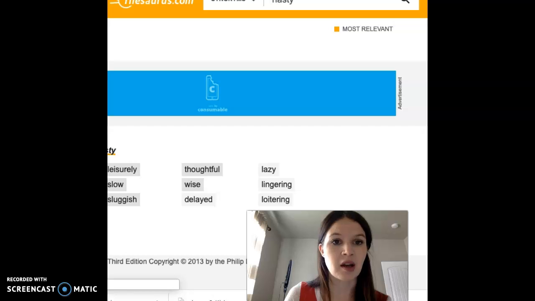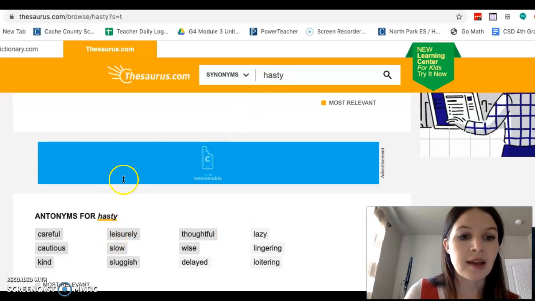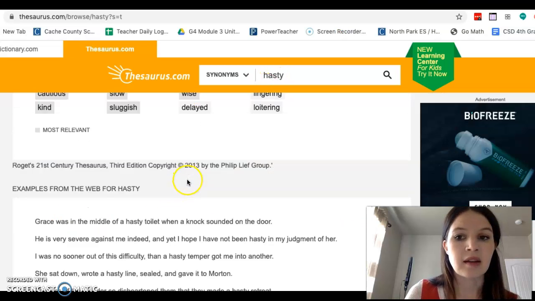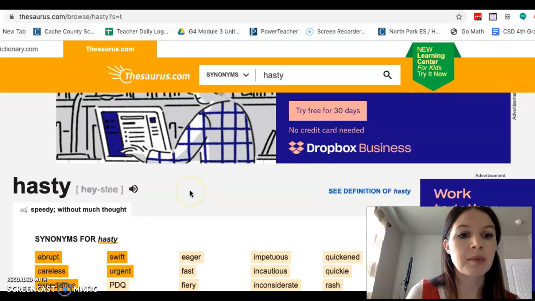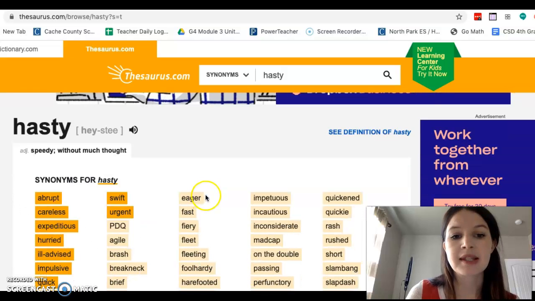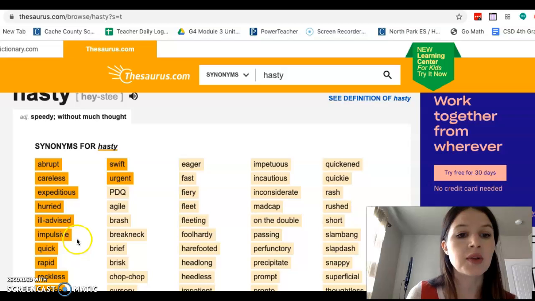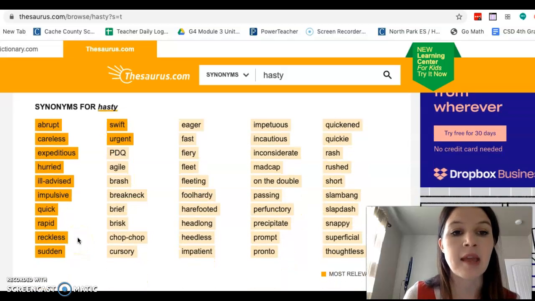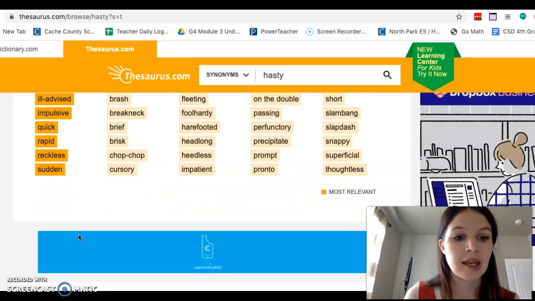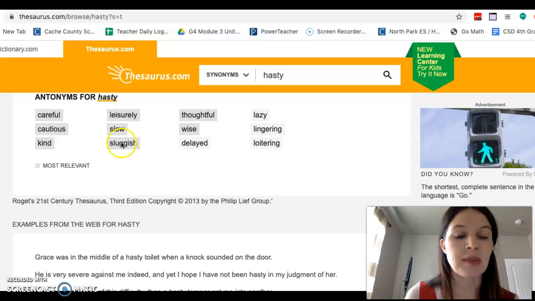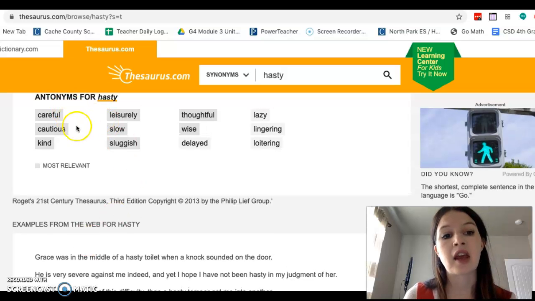Okay, so here's thesaurus.com. I typed in hasty, and if I go to the top, here are the synonyms: abrupt, careless, swift, urgent, fast, impulsive, quick, rapid. All of those are synonyms, or words that mean the same as hasty. And then if I scroll down, here's some antonyms, or opposites: careful, cautious, leisurely, slow, sluggish, thoughtful, wise.